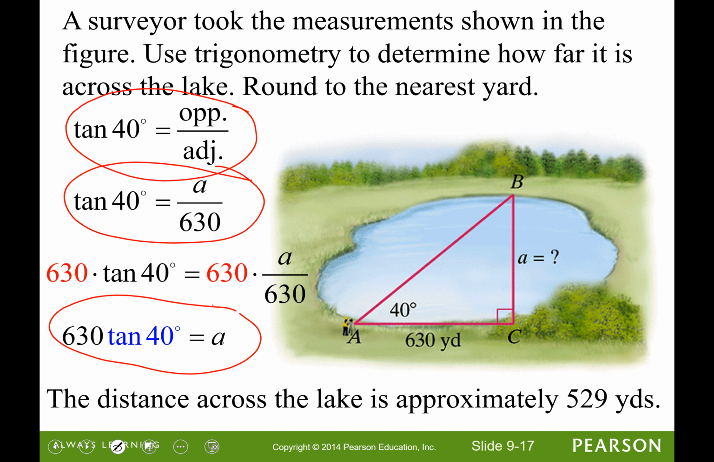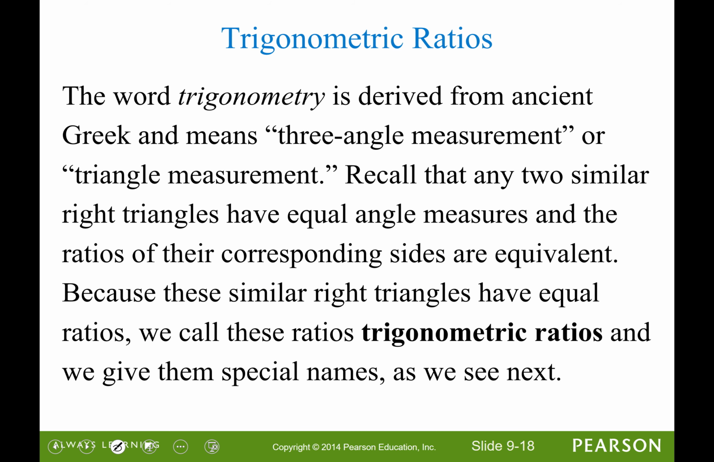Okay, so now let's go ahead and talk about what the trigonometric ratios actually mean. The word trigonometry is derived from ancient Greek and means three-angle measurement or triangle measurement, because we know that triangles have three interior angles. So trigonometry is the study of triangles and their measurements.